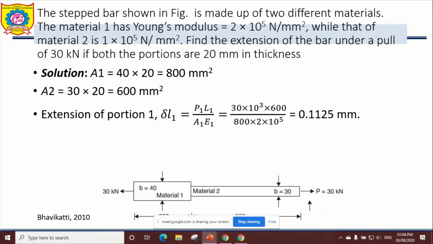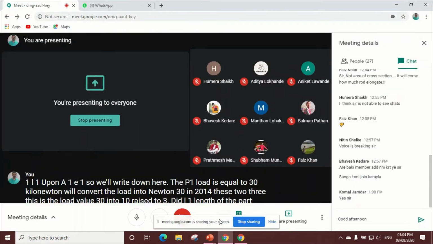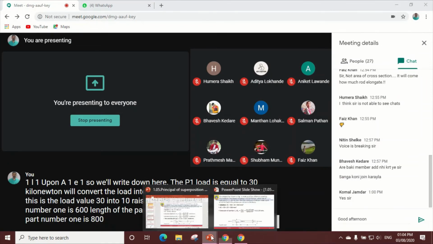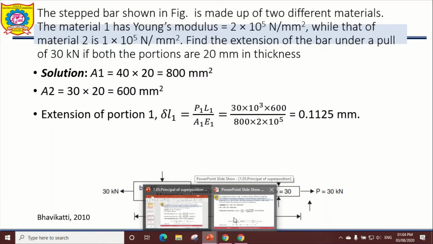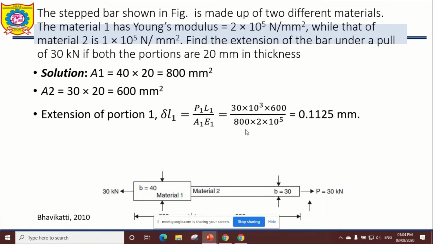Then L1, length of part number 1, is 600. Area of part number 1 is 800, and E1 is the Young's modulus of part number 1, 2 into 10 raised to 5. So that is equal to 0.1125 millimeter. This is the extension of part number 1.